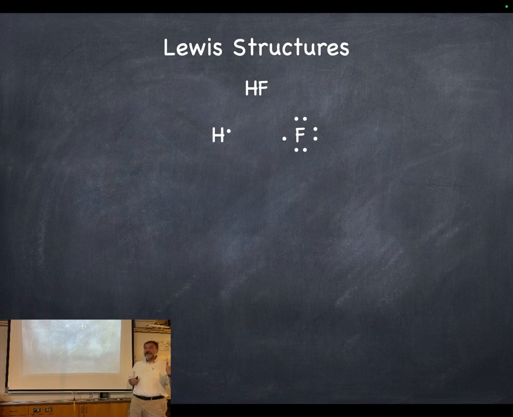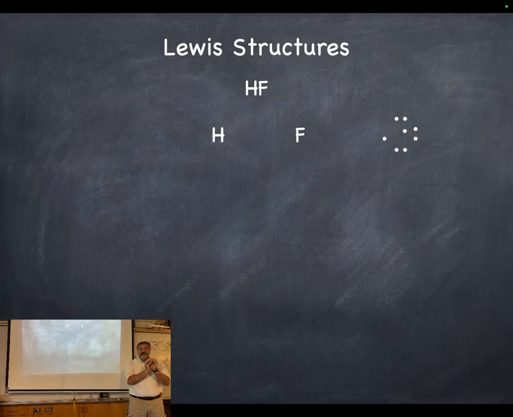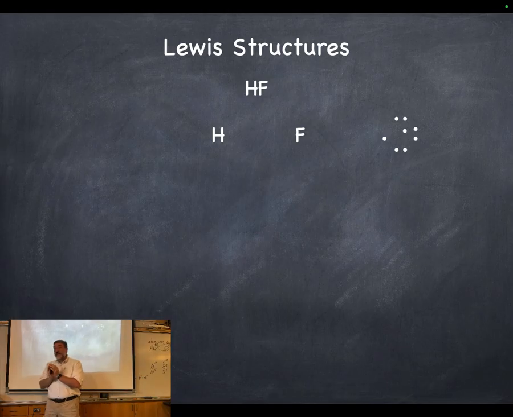So 1 from hydrogen, 7 from fluorine, count them up, get that number. There are a total of 8 valence electrons. Those are the electrons I can use. Those are the electrons that all have to get distributed into my molecule.